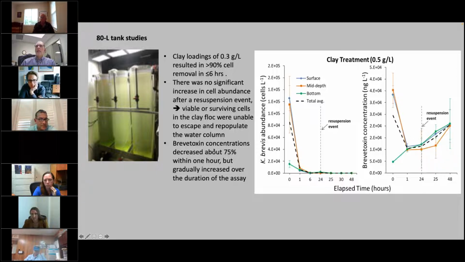And this, as I'll tell you in several other slides, everything's been going really well. But one thing that isn't as good as we would like is that we are not removing as much toxin as we had hoped. We're removing cells, but it looks like some of the toxin is being released into the water and is not being scavenged as we had hoped by the clay.